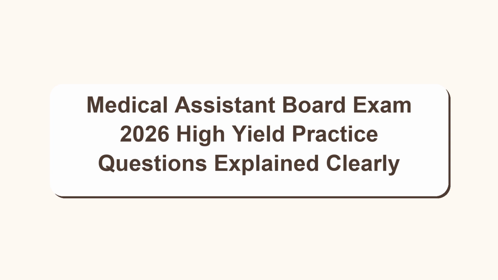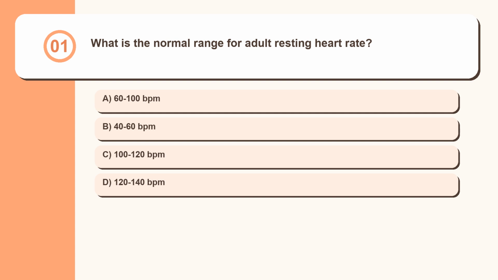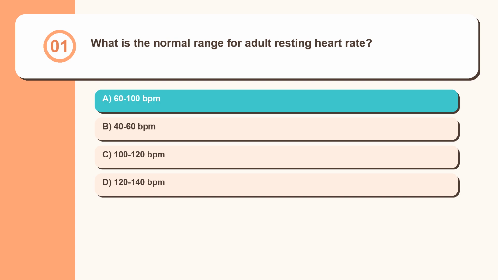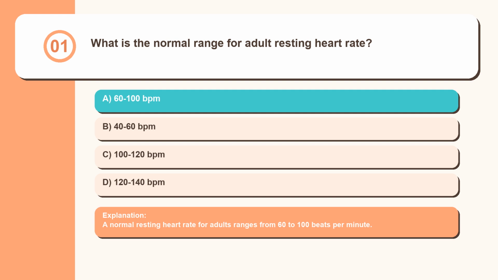Medical Assistant Board Exam 2026 High-Yield Practice Questions explained clearly. Question 1. What is the normal range for adult resting heart rate? 60 to 100 bpm, 40 to 60 bpm, 100 to 120 bpm, 120 to 140 bpm. A normal resting heart rate for adults ranges from 60 to 100 beats per minute.